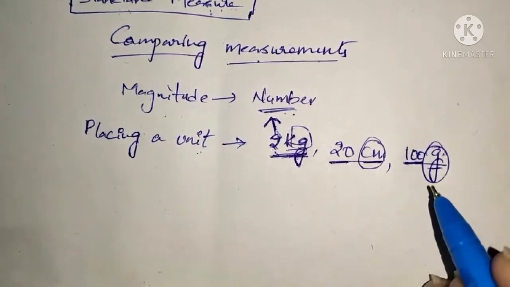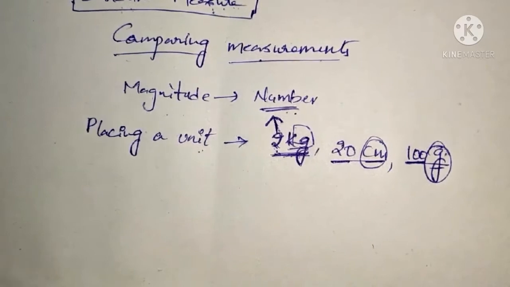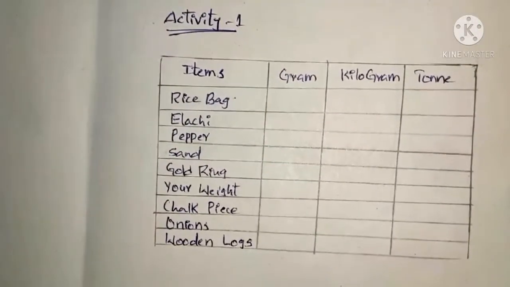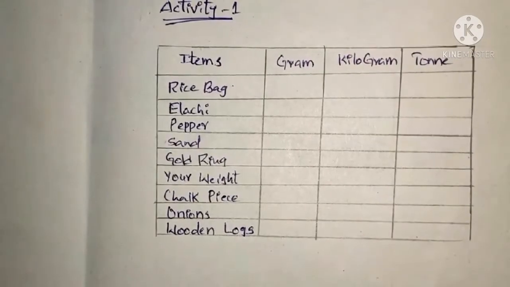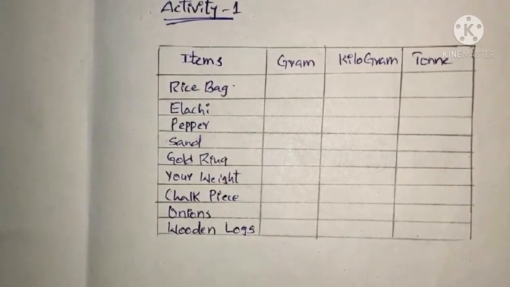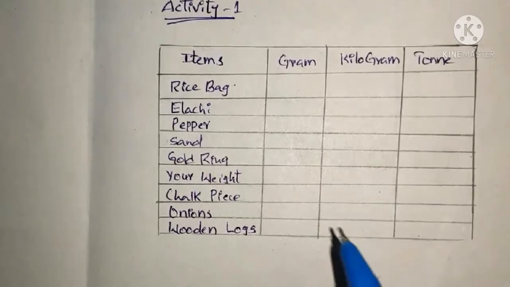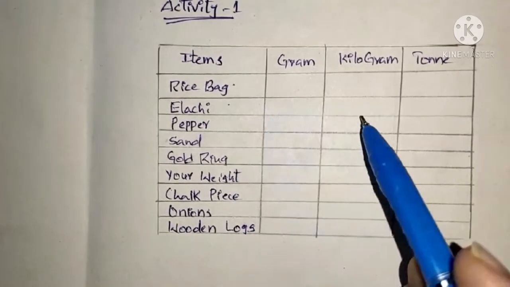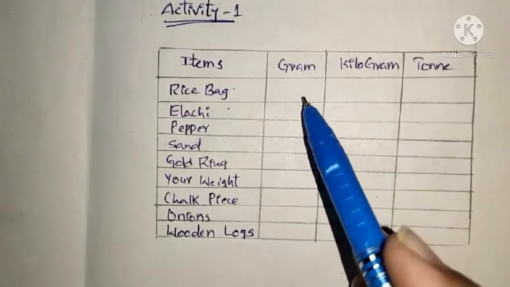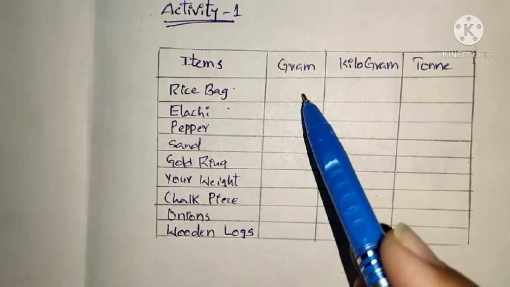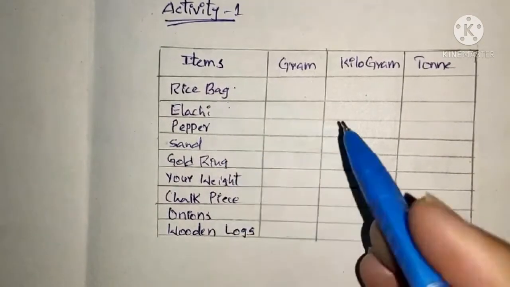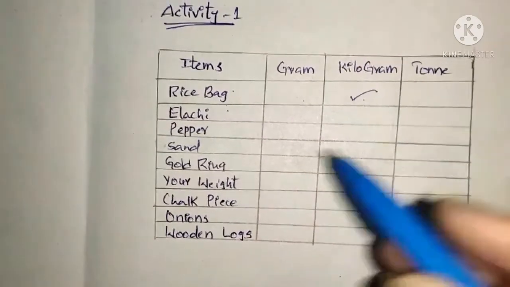Now let us try an activity. The activity is simple. Using your past experience, you have to fill this table. The first item is a rice bag. Will the measurement of a rice bag be in grams, kilograms, or tons? You know that very well. A rice bag will be measured in kilograms.